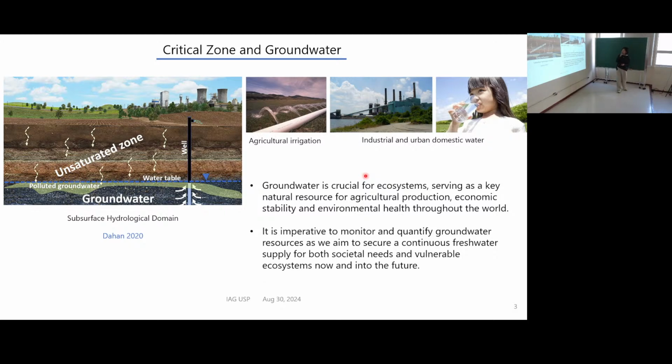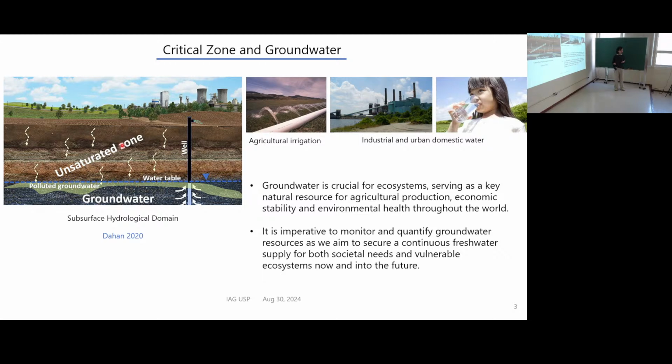How about this critical zone and groundwater? I'm not going to say too much about this because we all know the importance, but I want to use this slide to open up my research focus, which currently is in this unsaturated zone. I've been working a lot in the past few years, especially focusing on interpretation of different geophysical signals in the unsaturated zone.